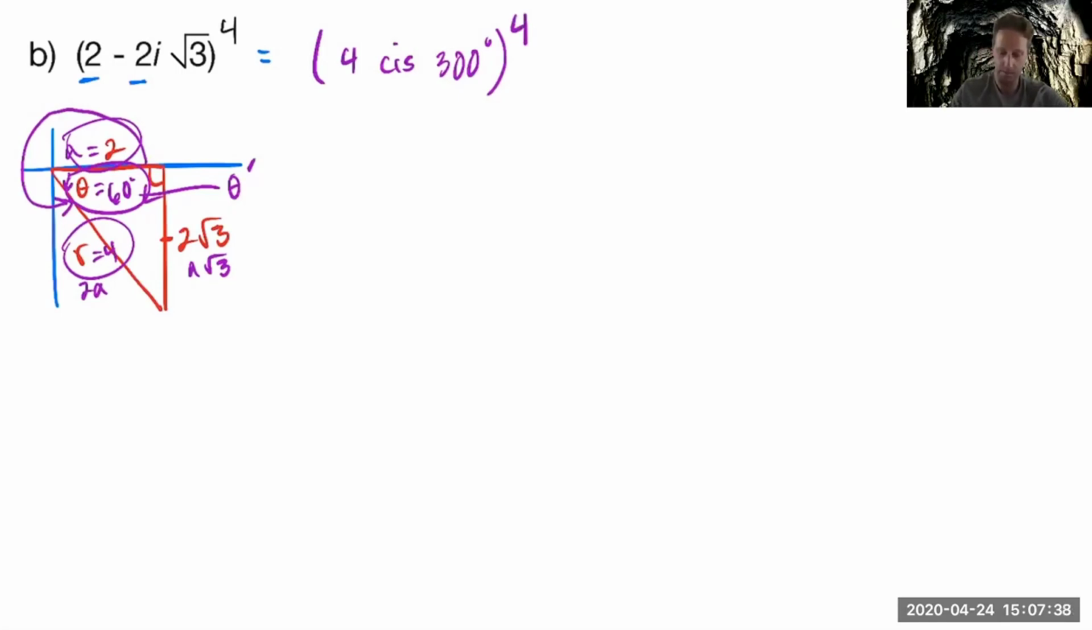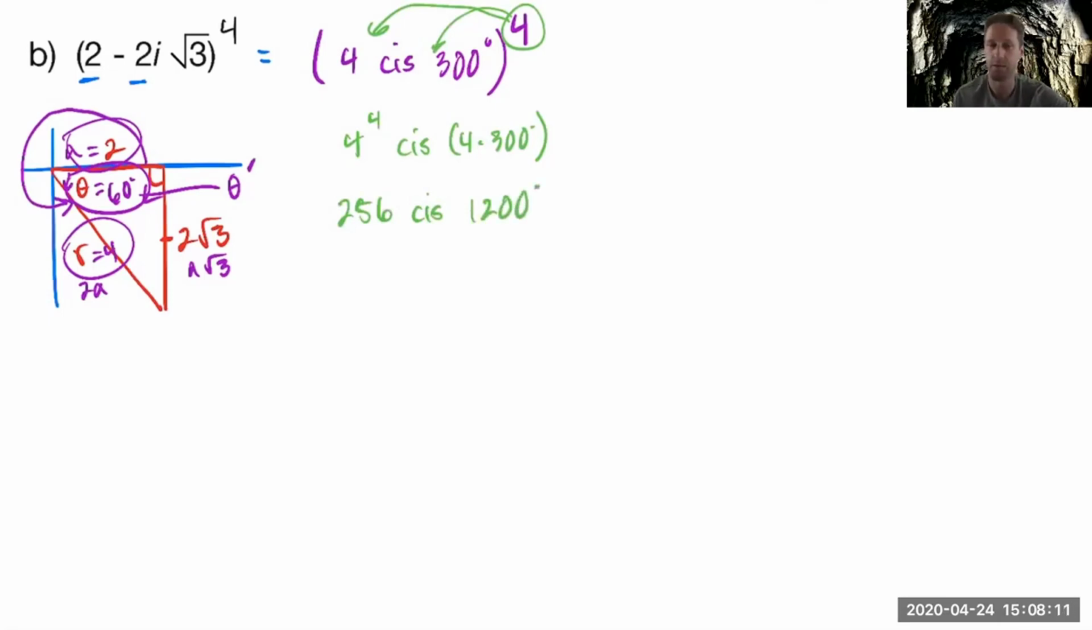And in order to do that, I know that I'm going to have to take this thing and raise my r to the fourth and then multiply to get quite a large angle of 1200 degrees. So when I raise 4 to the 4th, hopefully you know that that is 256. Otherwise, plug it into your calculator. And then 1200 degrees is not one of my favorites, even though I don't mind it, because I don't want to have to go around my circle that many times to end up at the same point. I could go by just doing what? And hopefully you figured it out.